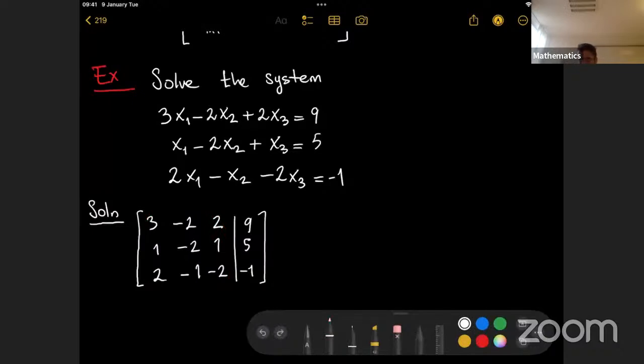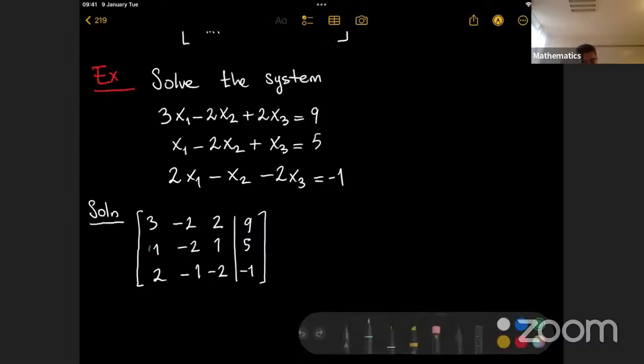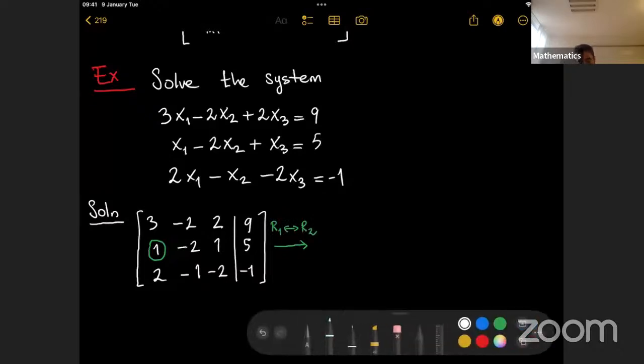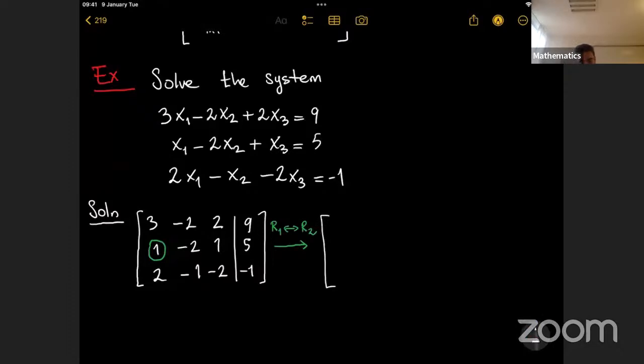There is no unique way to do that. You can follow different ways and you obtain the same result. Here we have 1, and we want the leading 1 in the first row, so you interchange the rows. So what I will do is interchange R1 and R2. And we get 1, minus 2, 1, 5; 3, minus 2, 2, 9; 2, minus 1, minus 2, minus 1.